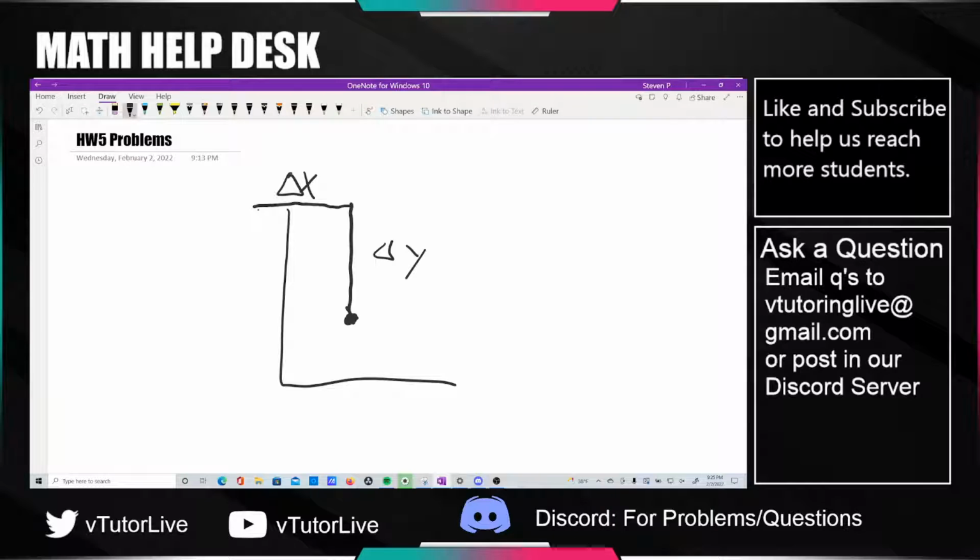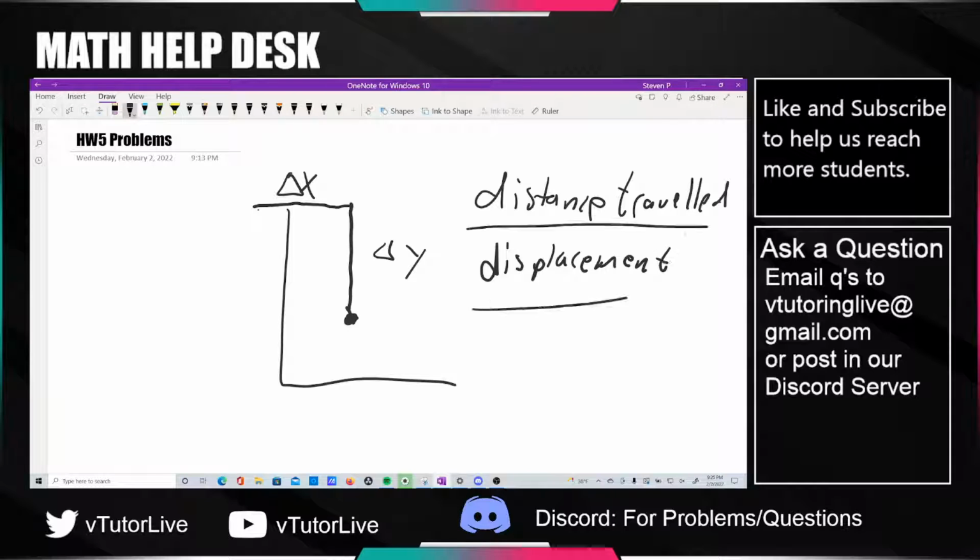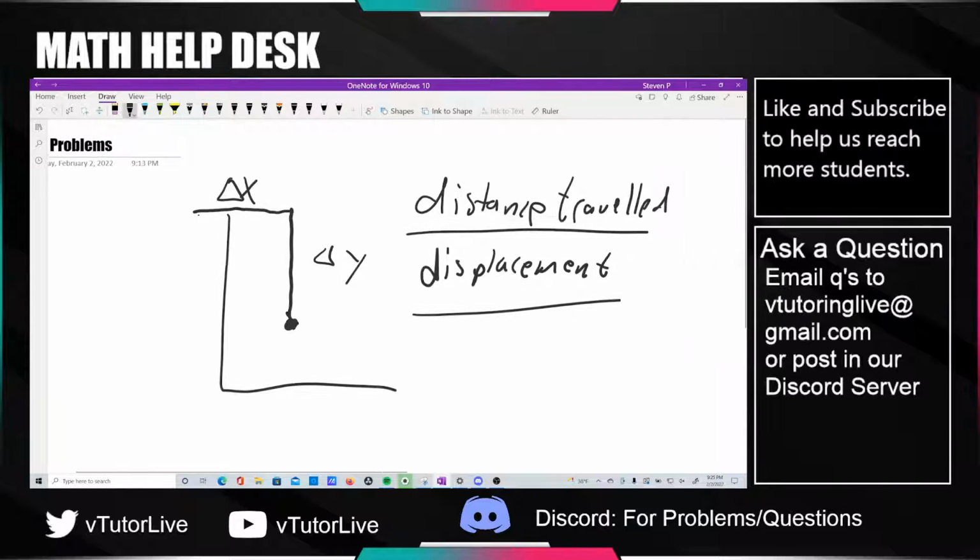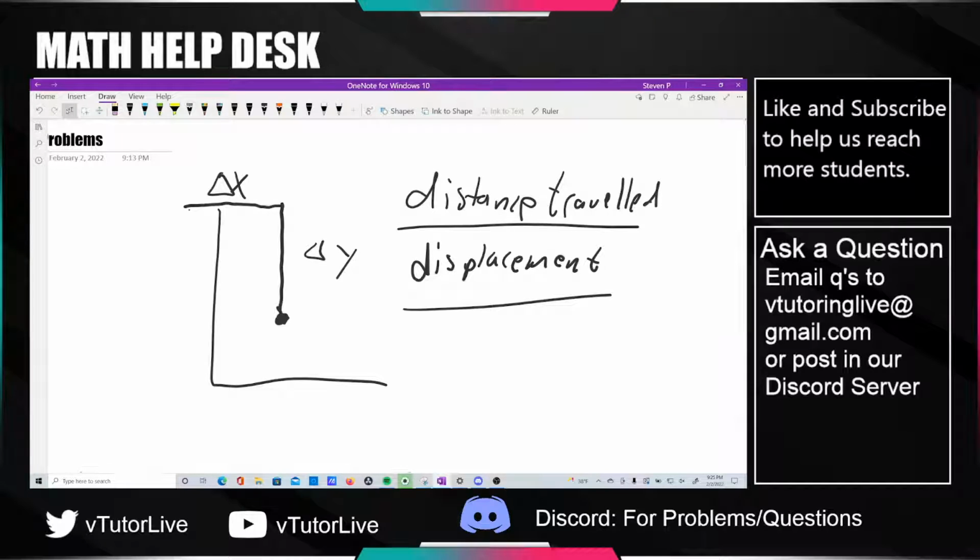The slightly confusing thing about this problem is that it asks you both for the distance traveled, the amount that he totally swam, and it also asks you for displacement. If this is your very first time seeing the distinction between the two, you might wonder, wait, are these the same thing? And no, they're not. Distance traveled is basically just delta x plus delta y, whereas the displacement is going to be the Pythagorean theorem: x squared plus y squared, and take the square root of that.